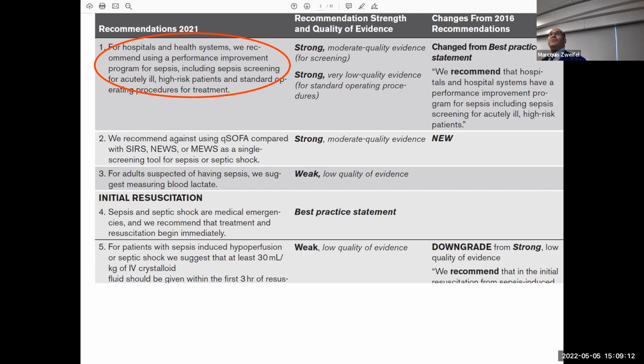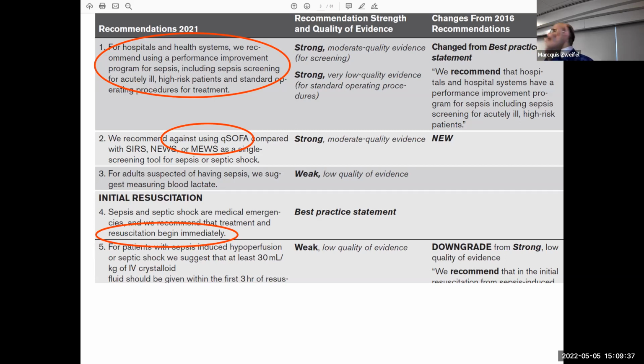So here's what they recommend: not to use qSOFA, and they recommended to use SIRS, NEWS, and MEWS. That's why I told you about the NEWS and MEWS. Okay, but I think using the SOFA or the SIRS is reasonable. You see here, resuscitation should begin immediately, and this is the key for that.